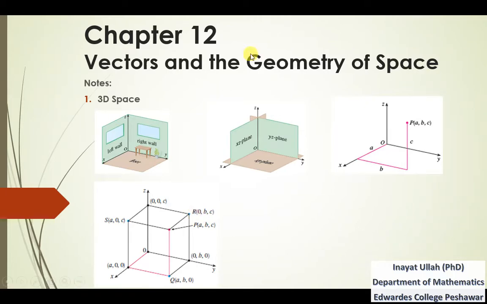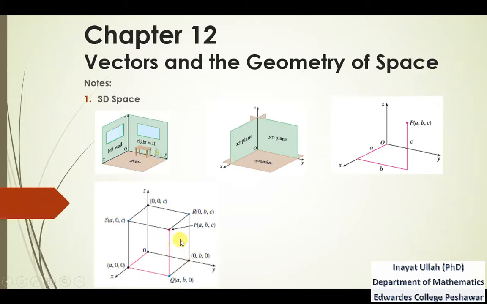Similarly, because there are three planes, if you put a light from this side on this point, its image will be on xy plane, and on xy plane z will be equal to 0, so this z, which is c actually, will be 0, and a and b will be the same. So we say that S, R and Q are the images, or we may say the reflections, of this point P on zx plane, yz plane and xy plane respectively.